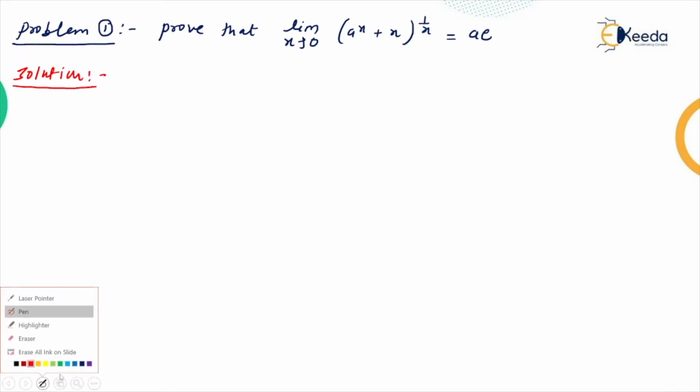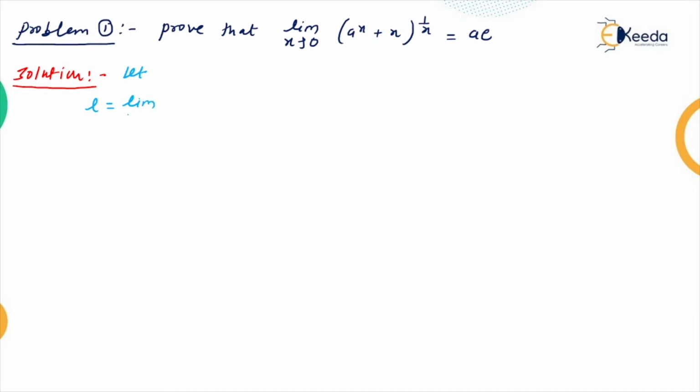Let the given limit be L equals limit as x tends to 0 of (a raised to x plus x) to the power 1 by x. When x is 0, we get a raised to 0 plus 0, a raised to 0 means 1, and 1 upon x means 1 upon 0, that is infinity. It will take the 1 raised to infinity form.